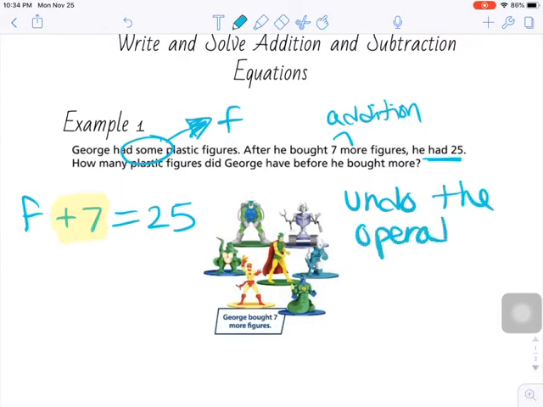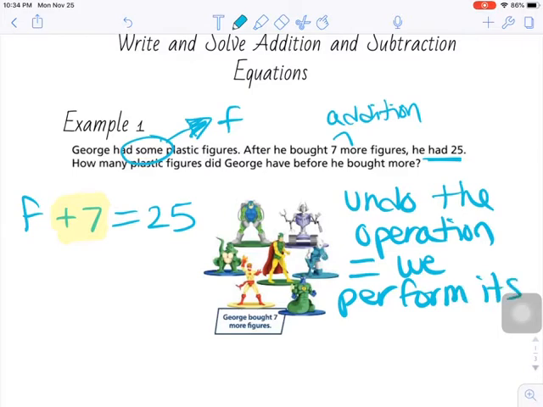So when we undo the operation, we perform its opposite. The opposite of plus 7 would be to subtract 7. And remember from our previous video, when we're talking about equality, we have to do the same to both sides of the equation. So if I subtract 7 from the left side, I have to subtract 7 from the right side.